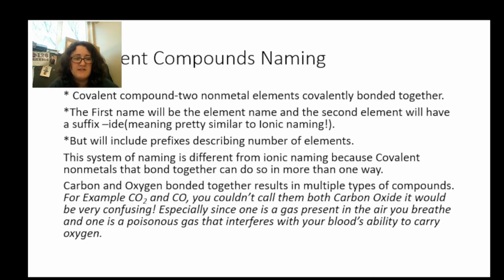For example, oxygen and carbon, when bonded together, result in multiple types of compounds. Two easy examples of that are CO2 and CO. Both are different compounds, but you can't call them both the same thing because they're very different compounds. One is something you breathe in and breathe out just fine, and the other is actually a poisonous gas that interferes with your blood's ability to carry oxygen. You can't call them both carbon dioxide because they do different things.